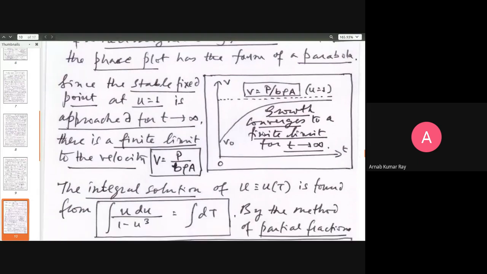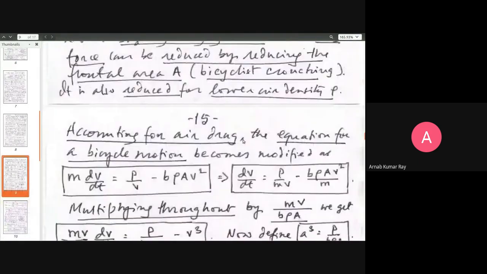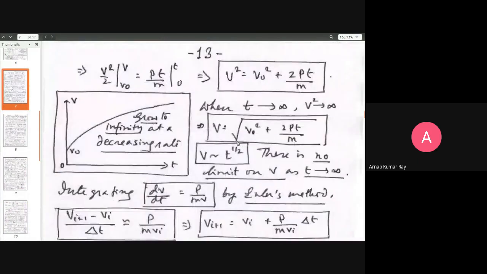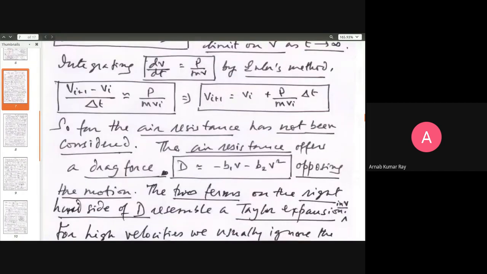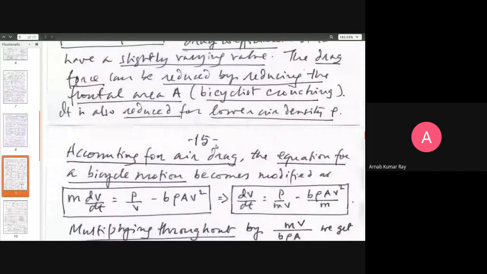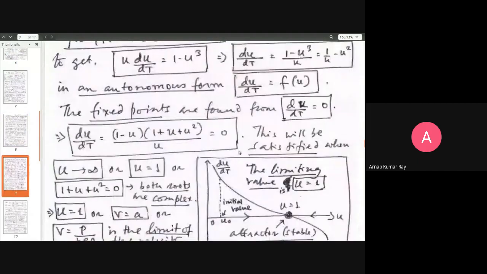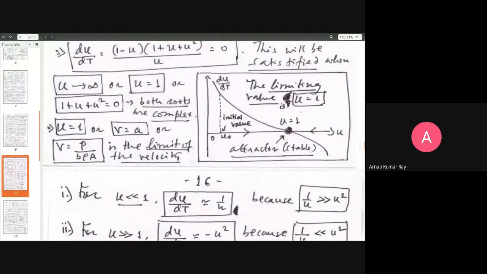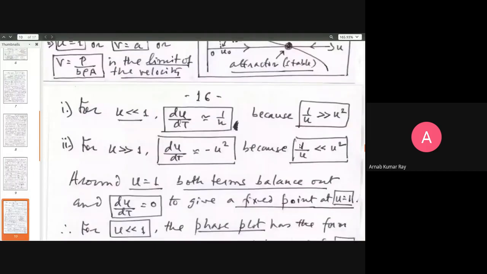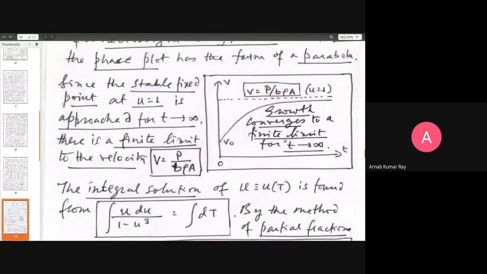This is quite different from what you saw here. When you did not account for air resistance, you would have thought that you'll grow to an infinitely large value of V. But in reality, that doesn't happen. You will grow to only a limiting value, and that limiting value, that appreciation could be had from this graph here. And so this is how it will happen. It will converge to a finite limit for t going to infinity.